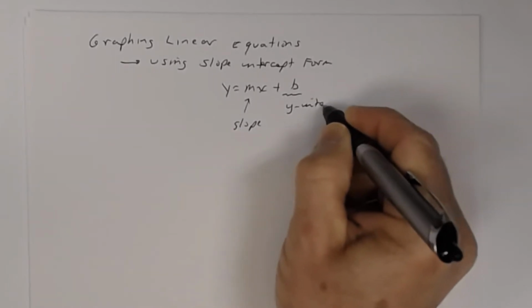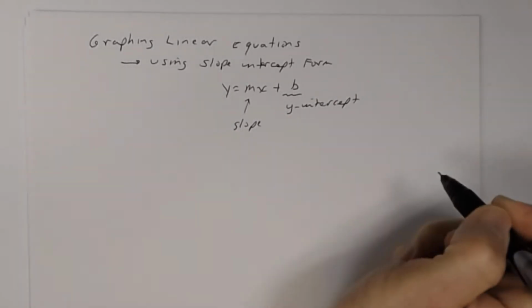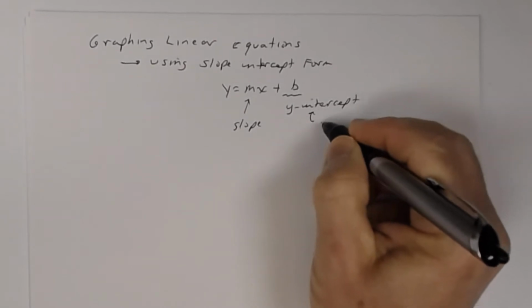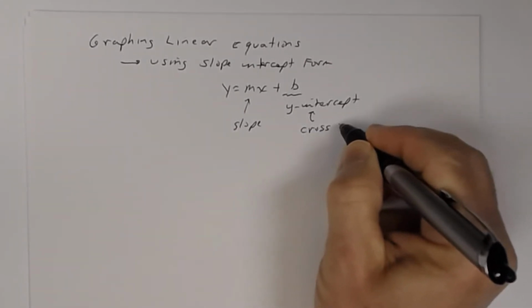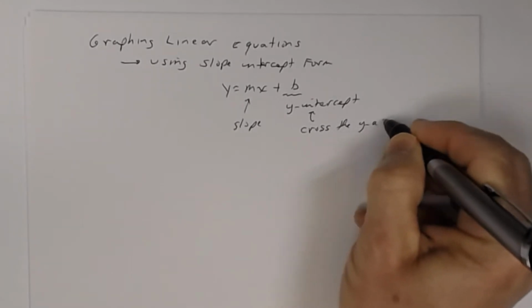That's where the graph will cross the y-axis. That's what we mean by the y-intercept. It's going to cross the y-axis.